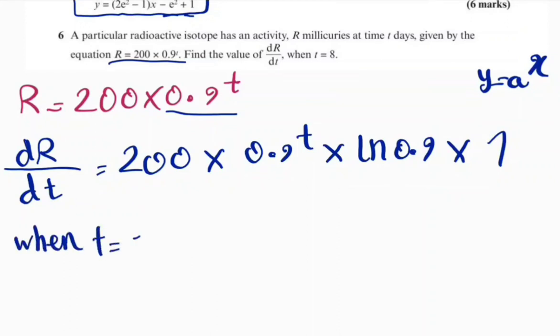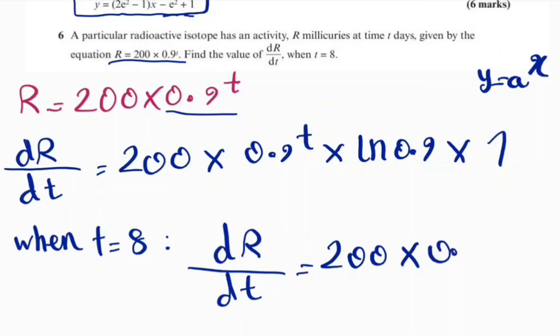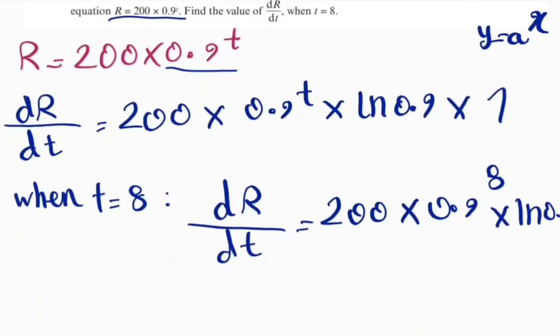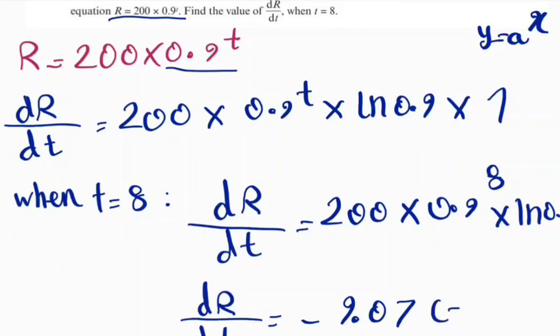So when t is 8, we have dR/dt is 200 times 0.9 to the 8 times ln 0.9. And then we get dR/dt is equal to minus 9.07 to 3 significant figures. Now you might be asking yourself, why did we get a negative number? That's because remember that the natural log of a number between 0 and 1 is always negative. And this is quite important when you solve inequalities that involve natural log of numbers which are between 1 and 0, because the direction of the sign changes when you multiply both sides by a negative number.